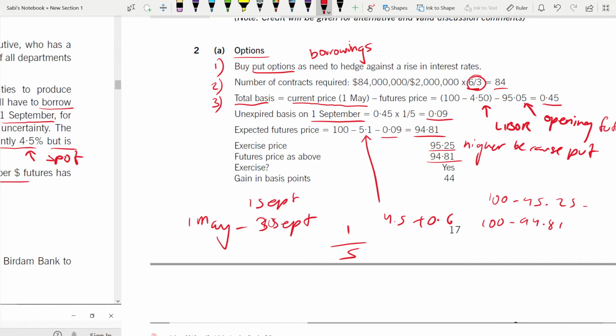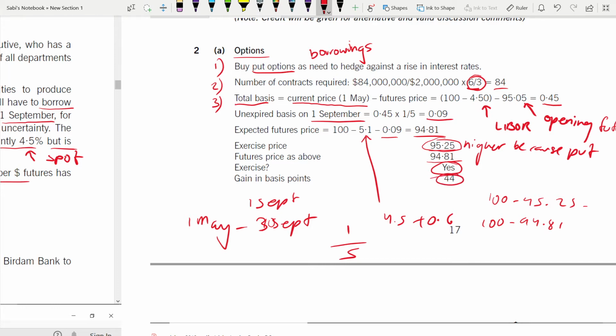And when you take it as a price, not as an interest rate, like 95.25, 94.81, you take the higher one, because this is a put option. So exercise price 95.25. So you will select that one, because this is higher. Then yes, you will exercise. You have to write that you will exercise, yes, or no, you will not exercise. You don't have to give reasons why you will not exercise, but you have to write yes or no. Then what is the gain? The difference between the exercise price and the future price, that is 44 basis points.